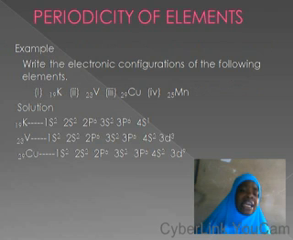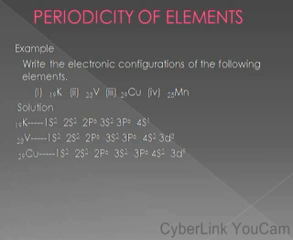Now let's take an example. Write the electronic configuration of the following, where we have potassium 19, vanadium 23, copper 29, manganese 25. Now the solution. If you look at the solution very well, you will see the way we have arranged the orbitals according to their energy level. 1s is first filled before we go to 2s, 2p, 3s, and then it goes like that.